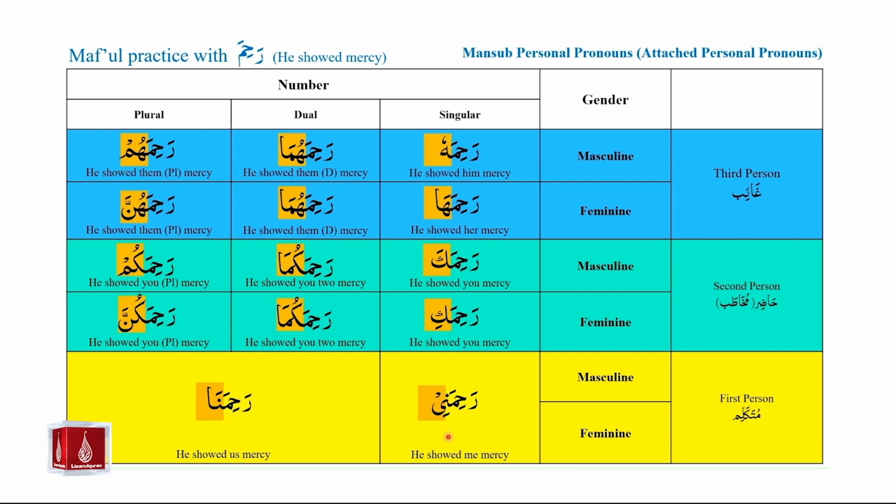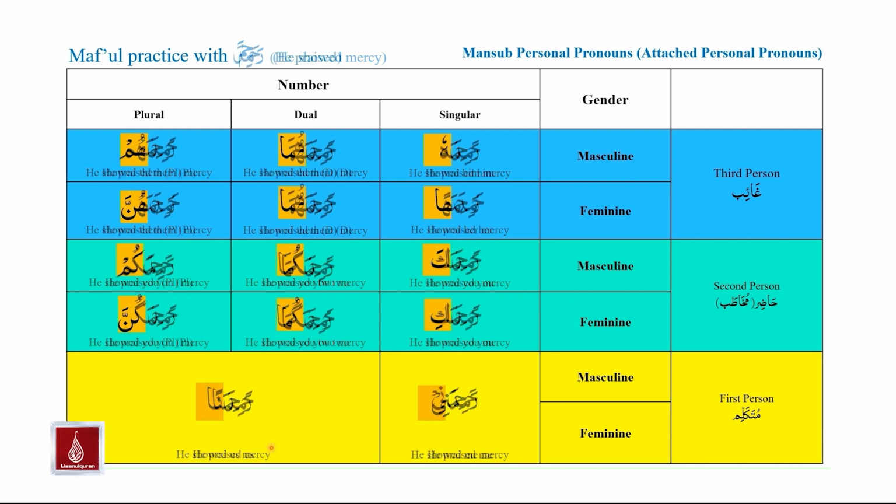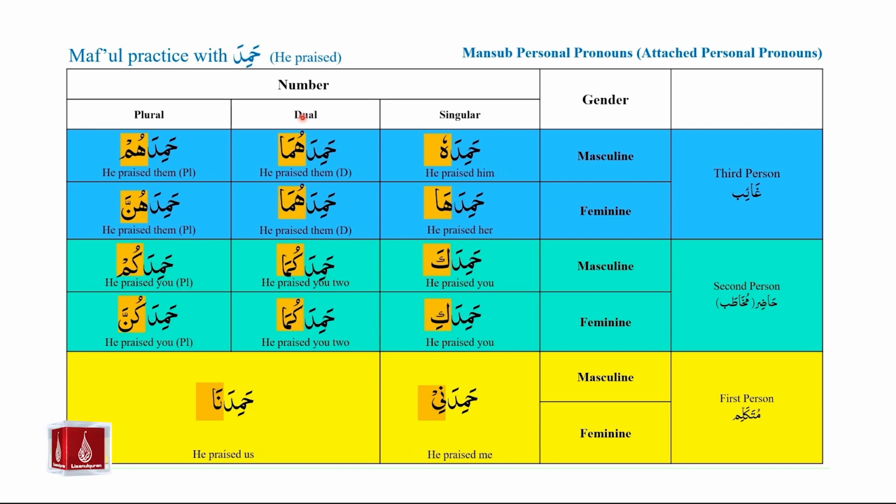Rahimani, he showed me mercy. Rahimana, he showed us mercy. Here we will practice with hamida. Hamida means he praised. Hamidahu, he praised him. Him is hu, which is the mansoob personal pronoun that is being used as maf'ul. Please also pay attention to how hu is written in this case.